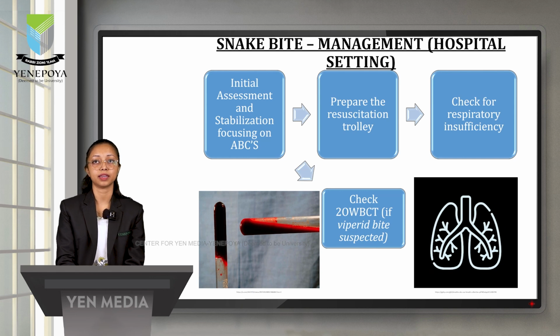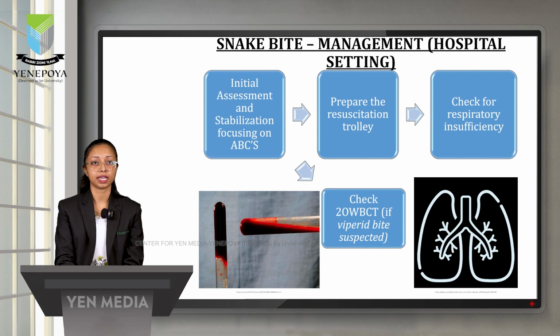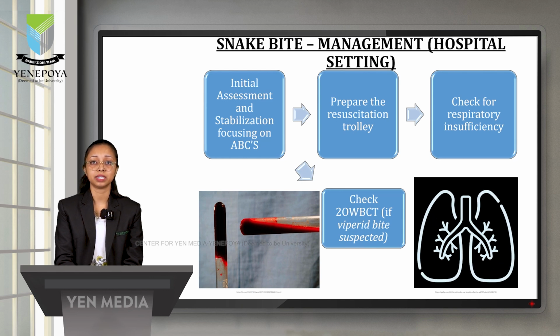Now snake bite management in hospital setting. Initial management and stabilization focusing on ABCs. Prepare the resuscitation trolley if needed. Check for respiratory insufficiency. For that, we have to ask the patient to take a long breath. By holding the breath, the patient has to count from 1 to 30. If the patient is able to count from 1 to 30 without any difficulty, then there is no problem. If the patient is unable to count and the count is less than 20 or 15, that means the patient is bitten by a neurotoxic snake.